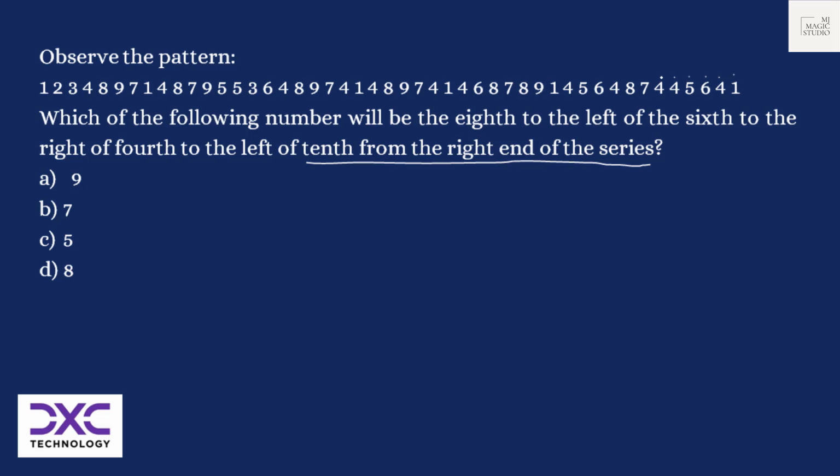1, 2, 3, 4, 5, 6, 7, 8, 9, 10. We are at 6. Then we need to go 4th to the left of 6. 1, 2, 3, 4. We are at 9. Then we need to go to the 6th to the right of 9. 1, 2, 3, 4, 5, 6. We are at 8. And then 8th to the left of 8. 1, 2, 3, 4, 5, 6, 7, 8. We reach 7. So out of 9, 7, 5, 8, 7 is the number we are looking for. Option B is the pick.